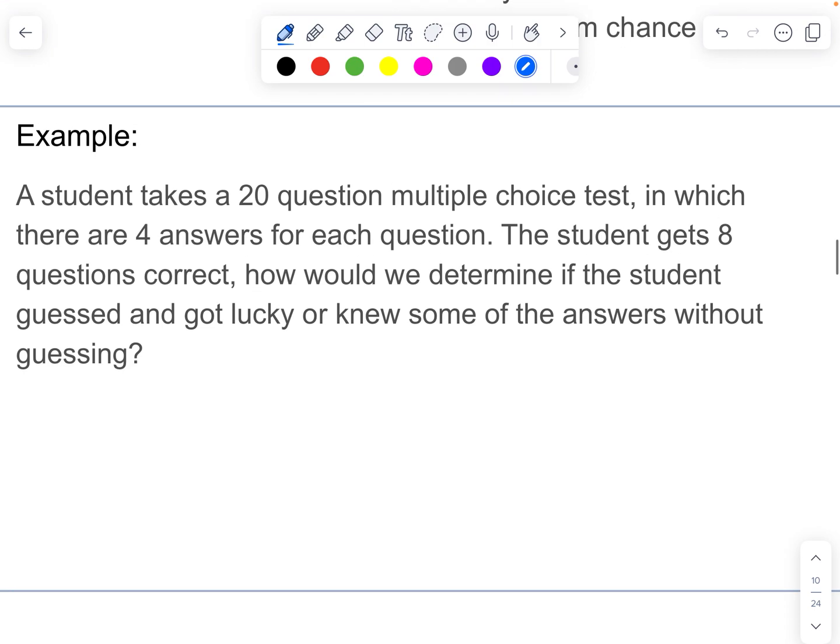Let's put a little context into this. So a student takes a 20-question multiple choice test in which there are 4 answers for each question. The student gets 8 questions correct. How would we determine if the student guessed and got lucky or knew some of the answers without guessing?